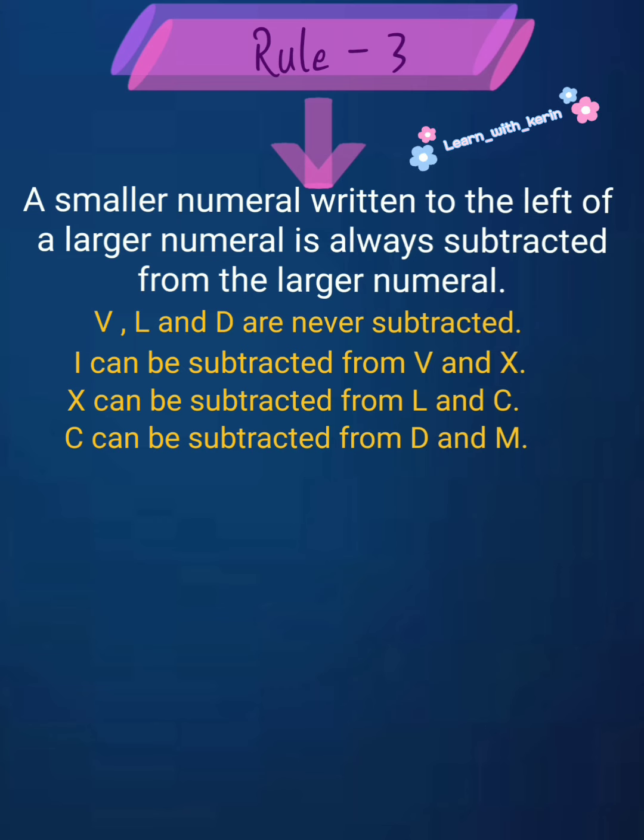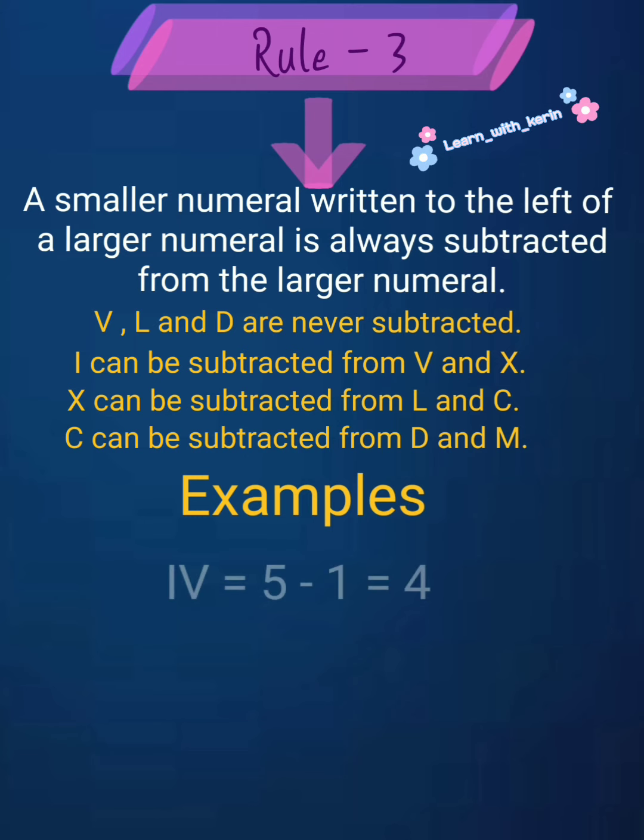Children, let us consider few examples. IV is equal to 5 minus 1, which is equal to 4. Children, I with smaller value is written before V with bigger value. According to rule number 3, if the symbol with less value is written before the symbol with more value, we have to subtract.